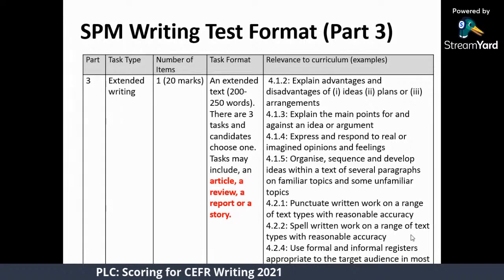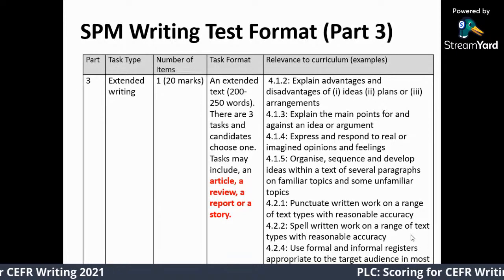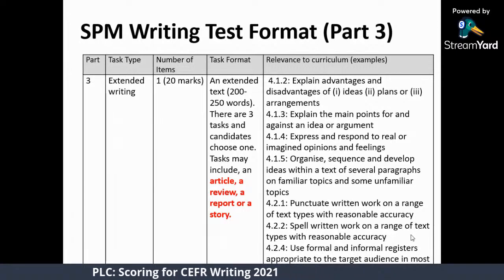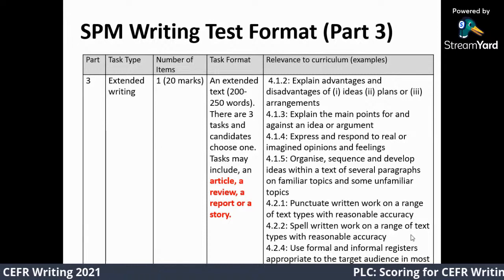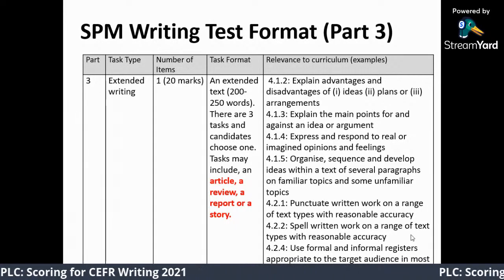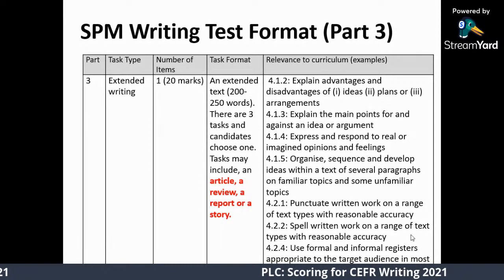A review, you know, the language should be very convincing and persuasive for you to actually read a review and want to go to the movie or go to the restaurant to try a new food menu, for example. So the language stylistics will come in more in part three. Or it could also be a report. Again, a report also has a specific format, right, teachers? So when we teach them writing, we should focus on all these formats and genres.